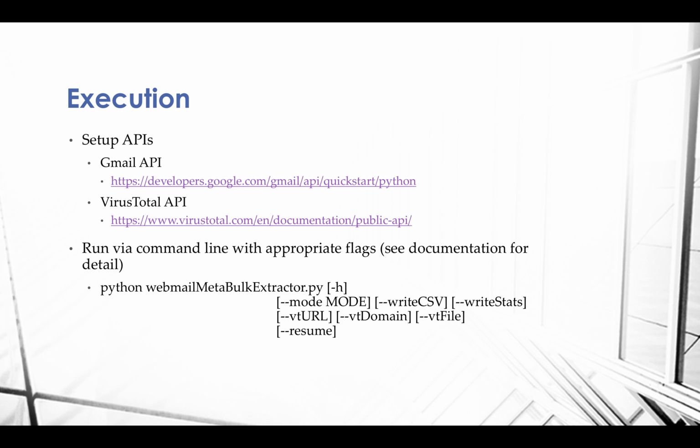In terms of the run command, there are a number of flags. I'll go through that a bit later when I do the demo. But you're just going to specify the mode you want, and then you can specify if you want to write to a CSV, write out the statistics, and then of course make the VirusTotal calls. It was very important to make the VirusTotal calls optional because, as I mentioned, they could take forever. So most of the time when I ran this, I did not include them. There's also the resume flag, for when you stop midway through and want to start up again and continue where you left off.